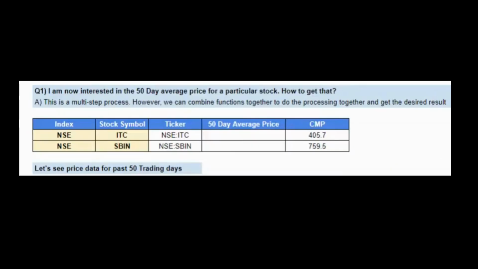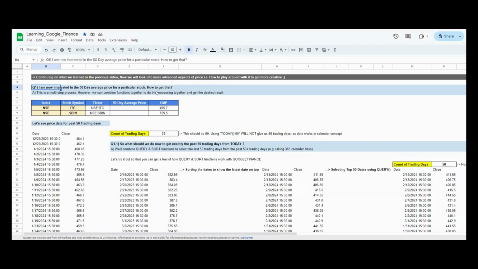The question is, I'm now interested in a 50-day average price for a particular stock. Now, how to get that? Let's think of this as a multi-step process since we already know the price basics. So as per basics, to calculate the 50-day average price, what do we need? We need the price data for 50 trading days, right? So to get the price data for the past 50 trading days, we can just use the formula we learned in the previous video. Google Finance, the ticker.